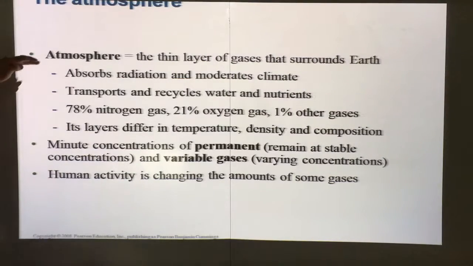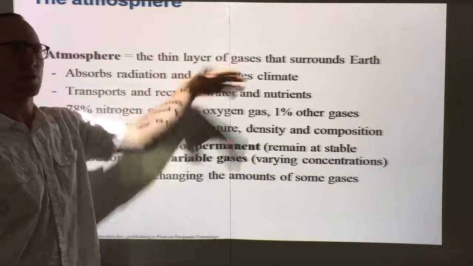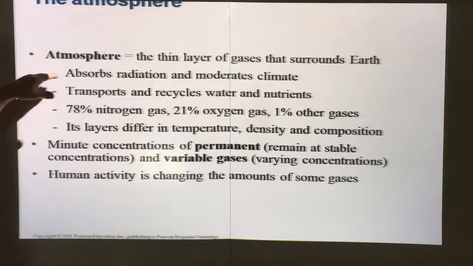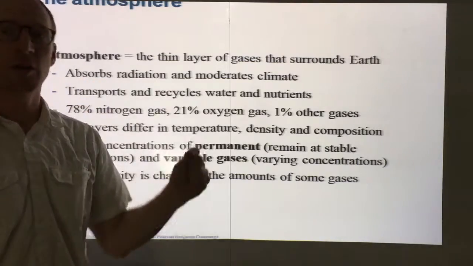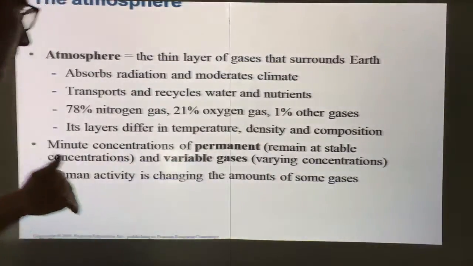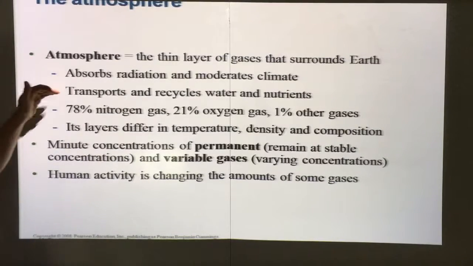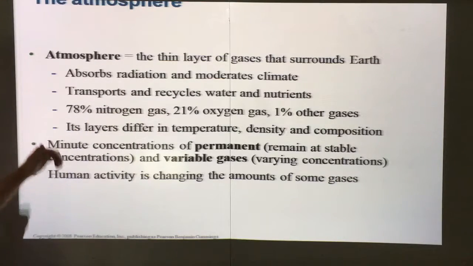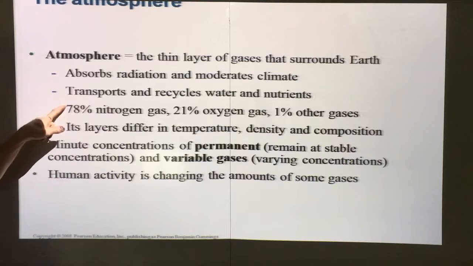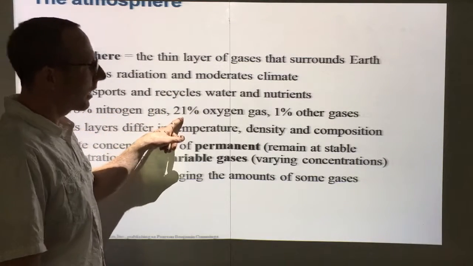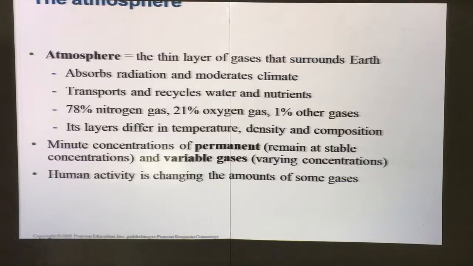What we're going to do is talk about the atmosphere. It's a thin layer of gases that surrounds the Earth. It does absorb some radiation, helps moderate climate, helps keep the heat in. It also transports and recycles water and nutrients. It's part of several cycles. The atmosphere is 78% nitrogen, 21% oxygen, and the other 1% is other gases.